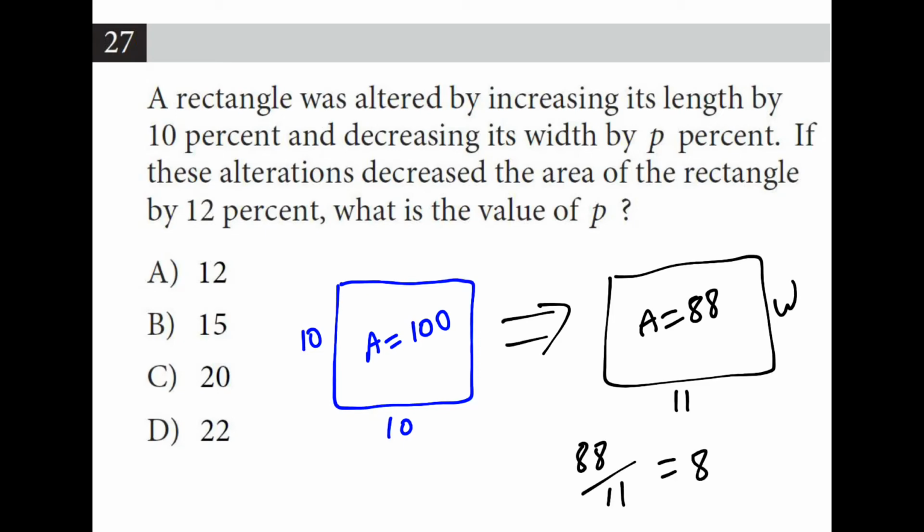We get 8. So what percent did we decrease by to go from 10 to 8? You can take 8 divided by 10. That tells you you're at 0.8 of your original. We have decreased by 20%.